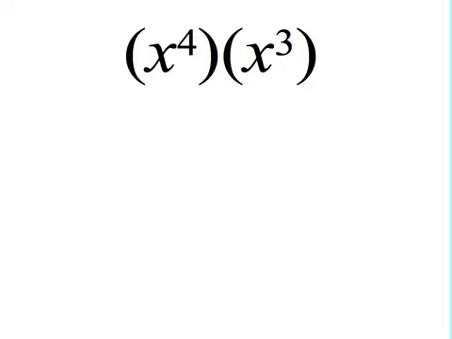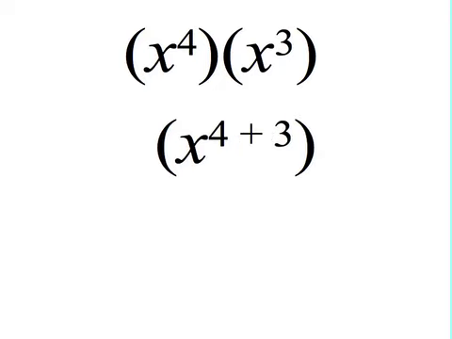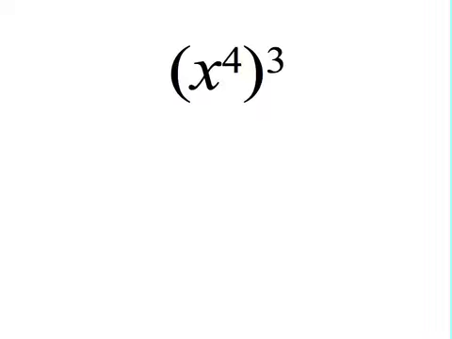And so let's do this previous expression applying the product of 2 powers with equal bases. We simply add 4 plus 3 and we get x to the 7th. It's much shorter when you apply the product of 2 powers with equal bases. But here's yet another type of expression.